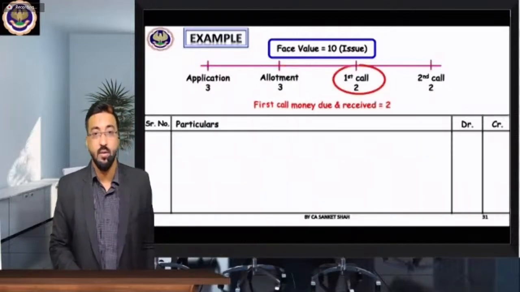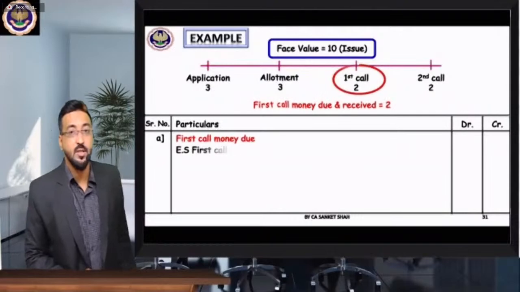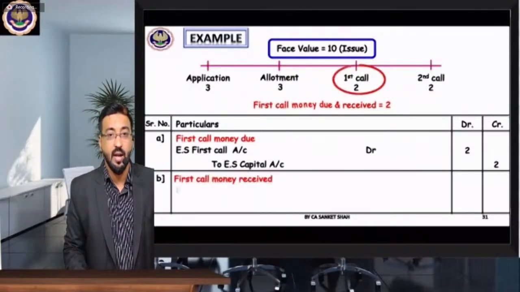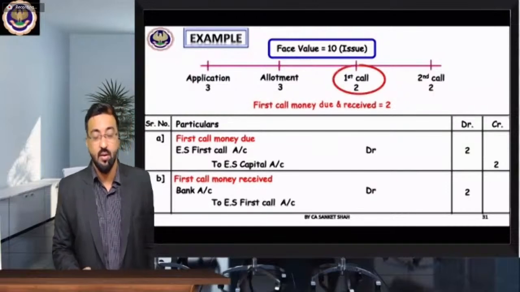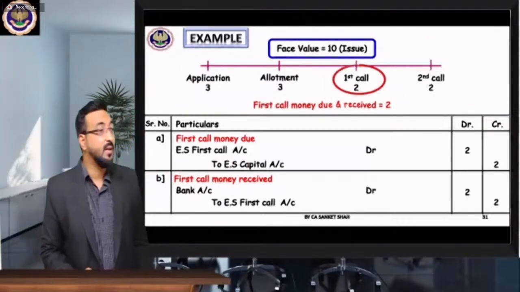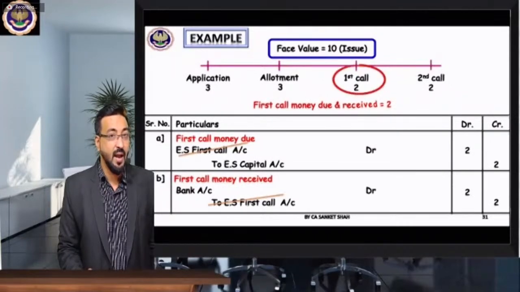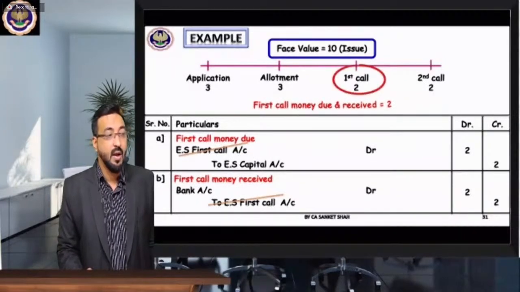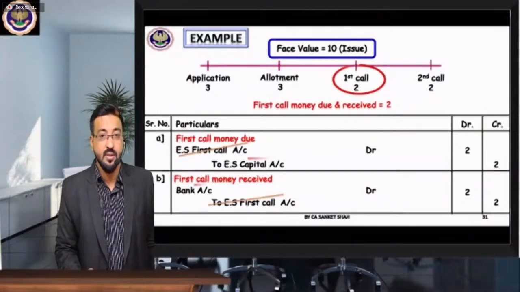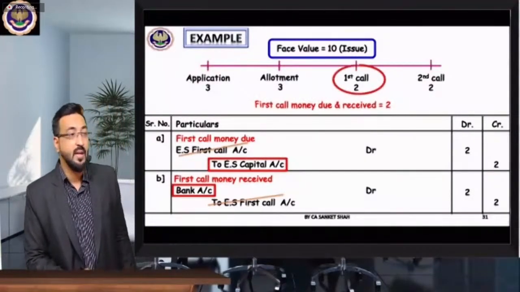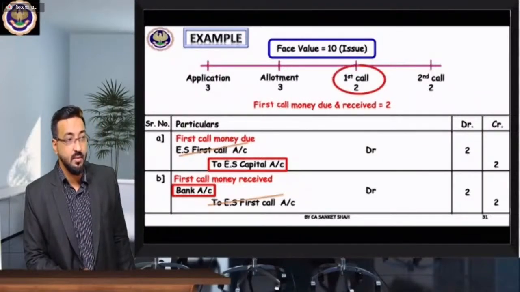First call. Equity share first call account debit to equity share capital. Same logic, and bank account debit to first call. So beta, first call will get cancelled. Where to show bank? On the asset side. And where to show equity share capital? Under the head equity and liabilities, equity share capital under the head equity. Okay, so your balance sheet will tally. Which is a temporary account over here? First call.